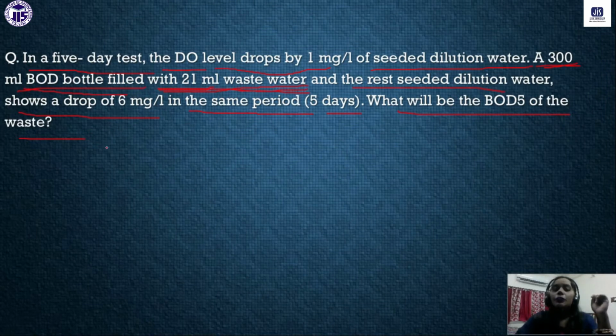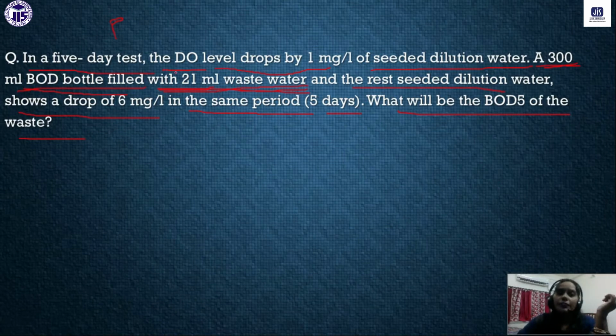So, from this clue, a 300 ml BOD bottle filled with 21 ml of wastewater, you can get the value of P. Can you remember the P value? Yes, the dilution factor. From this data, you can calculate the value of P. Okay. Next, we will see what other data are given.